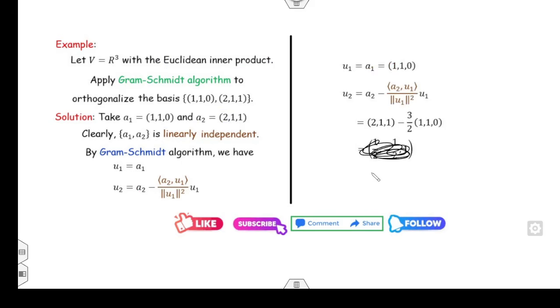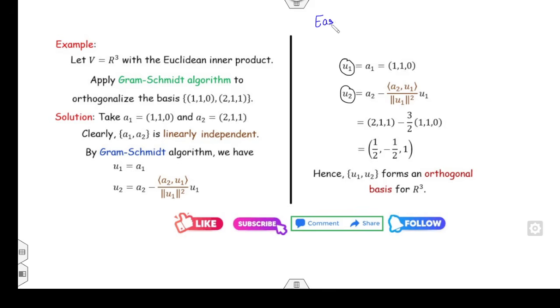How you can calculate this number is: the first number is 2 minus 3 by 2, comma 1 minus 3 by 2, comma 1 minus 0. So that is 4 minus 3, a half, then minus half, and it's 1. So half, minus half, and 1 are my U2, and (1, 1, 0) is U1. And clearly you can easily see that.